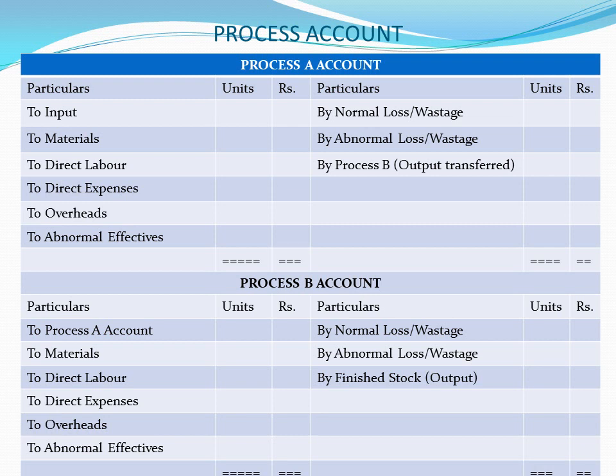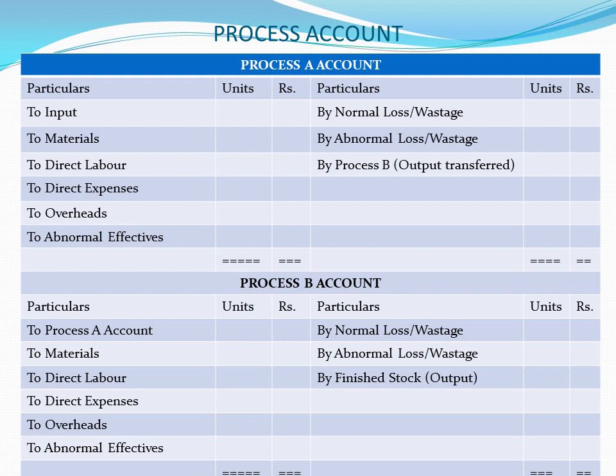On the debit side, we write: to input, to materials, to direct labor, to direct expenses, to overheads, to abnormal effectiveness, if any. Similarly, on the credit side: by normal loss or wastage, if any; by abnormal loss or wastage, if any; by process B, output transferred to process B account.